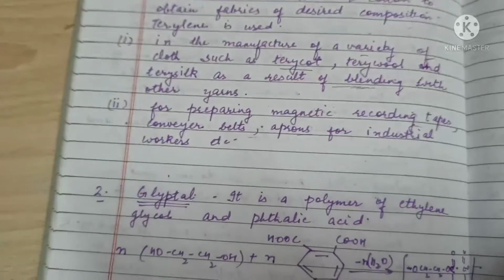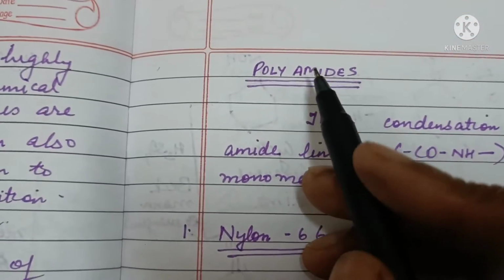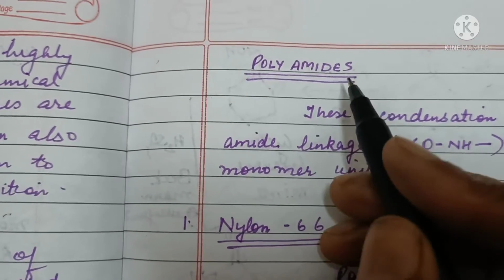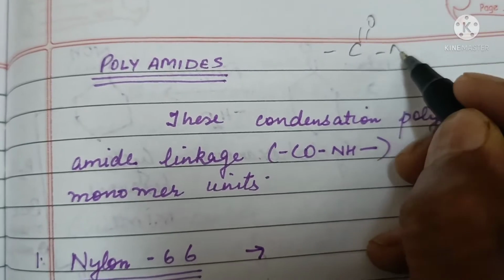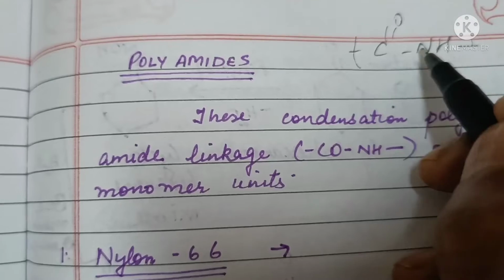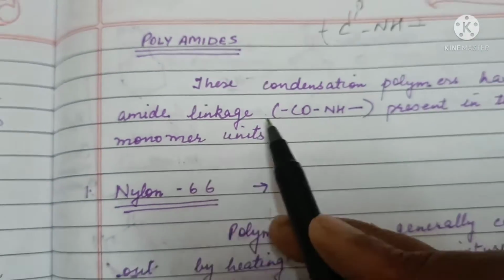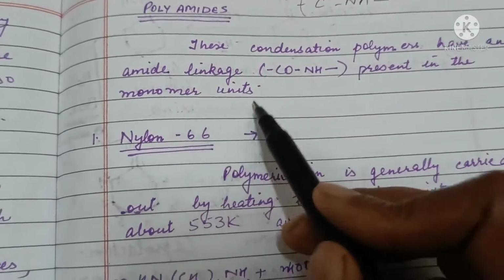Then the next category of condensation polymers is polyamides. Here the repeating unit is CONH, amide linkage. In polyesters it was COO, here it is CONH. These condensation polymers have an amide linkage present in the monomeric units.